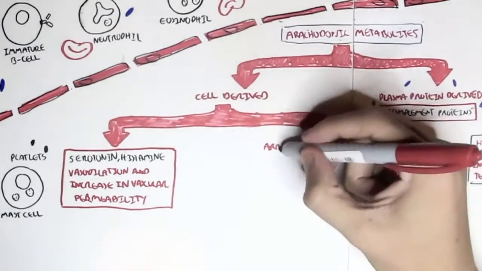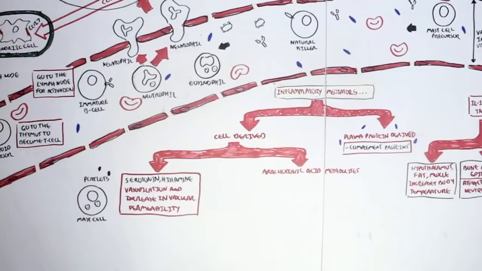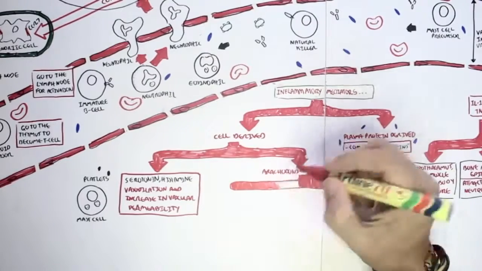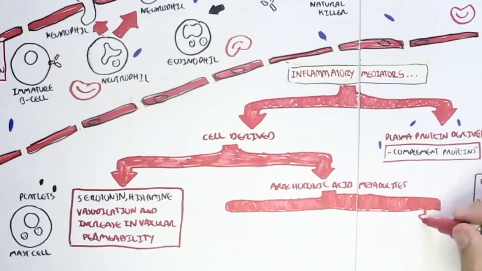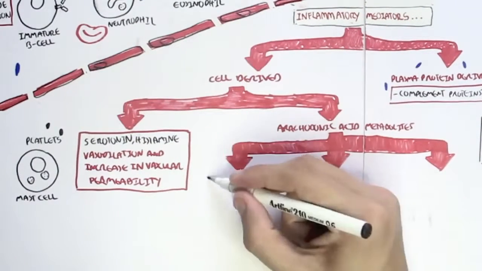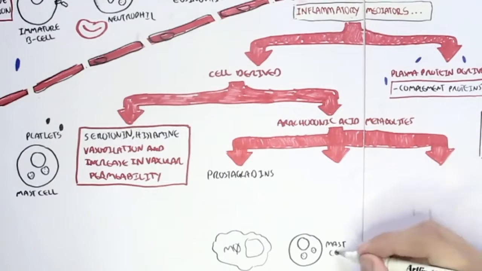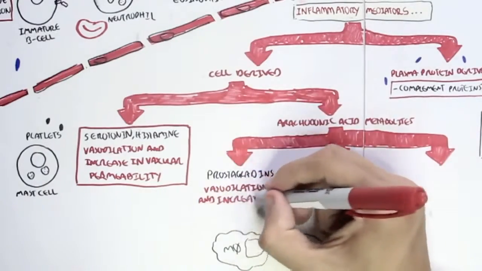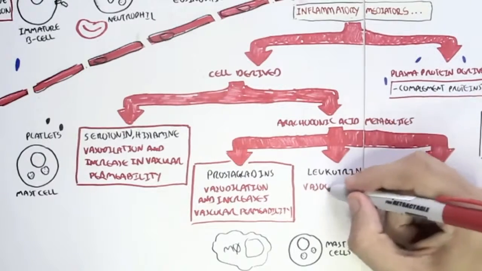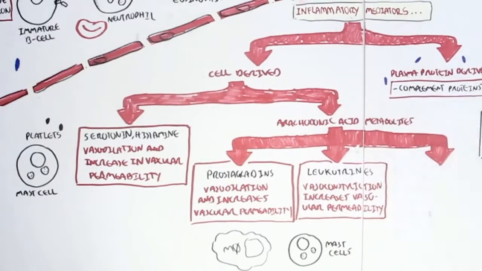Now, for cell-derived inflammatory mediators, another important group are what's called the arachidonic acid metabolites. And this group is very important. There are many types of arachidonic acid metabolites, but there are three main groups, you can say. We have prostaglandins, which are usually secreted by macrophages and mast cells, and they cause vasodilation and also increase vascular permeability. We also have leukotrienes, which cause vasoconstriction but increase vascular permeability.